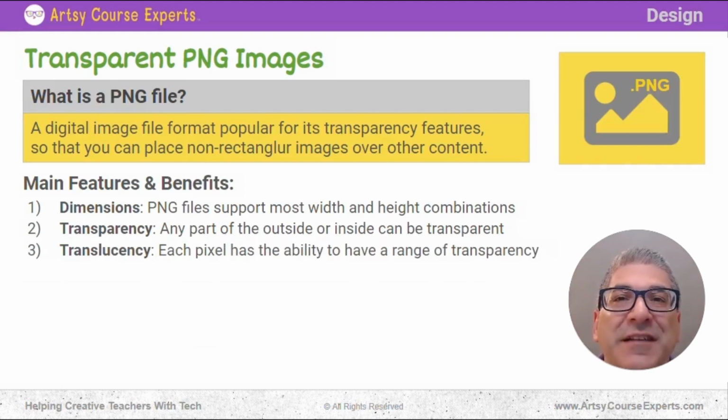Translucency is the ability for every single pixel to have a range of transparency. You could be partially transparent or 20% or 80%, whatever it is that you need. So you can not only be fully transparent, but you could be partially transparent and see what's underneath. So that's pretty cool when you want to merge and combine layers.